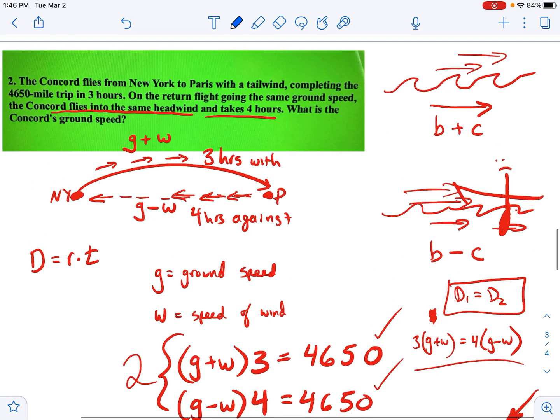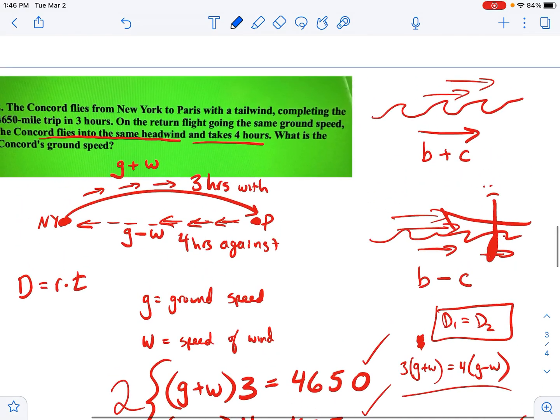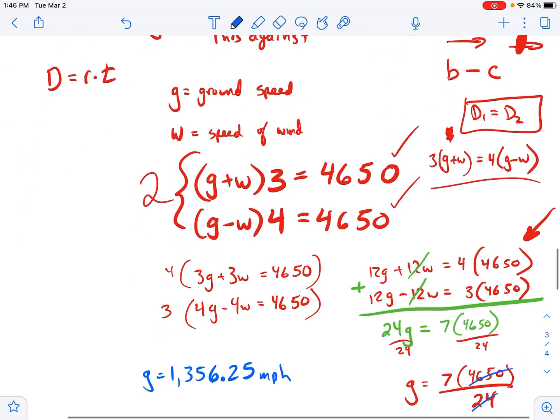So I was asked for the ground speed. That's all I need. Miles per hour. Was I in miles per hour? Miles, hours. Cool. There we go.